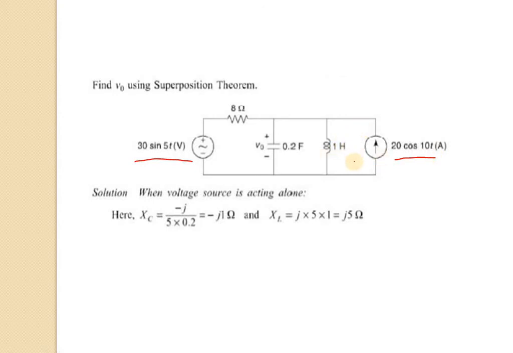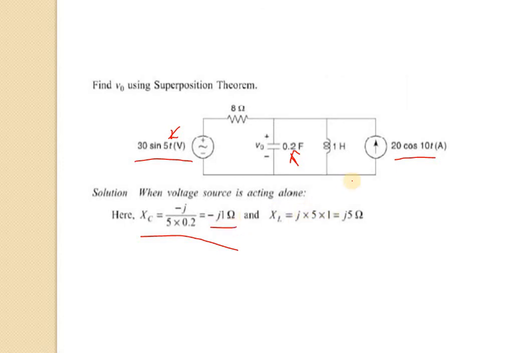So for easier calculation, we will calculate the values of XC and XL. When the voltage source is acting alone, the value of XC will be j divided by 5 times 0.2. Why 0.2? Because the capacitance value given is 0.2, and we know that XC means 1 by omega C, and here omega is 5. So we have put 5 into 0.2, that is the value of XC is minus j1 ohm.